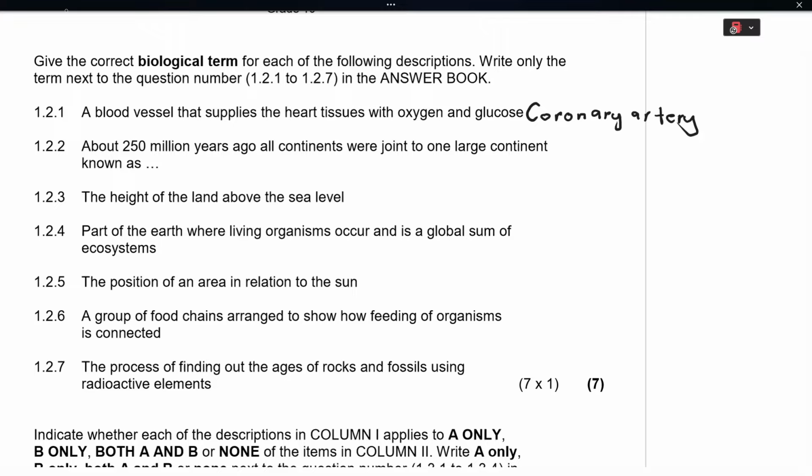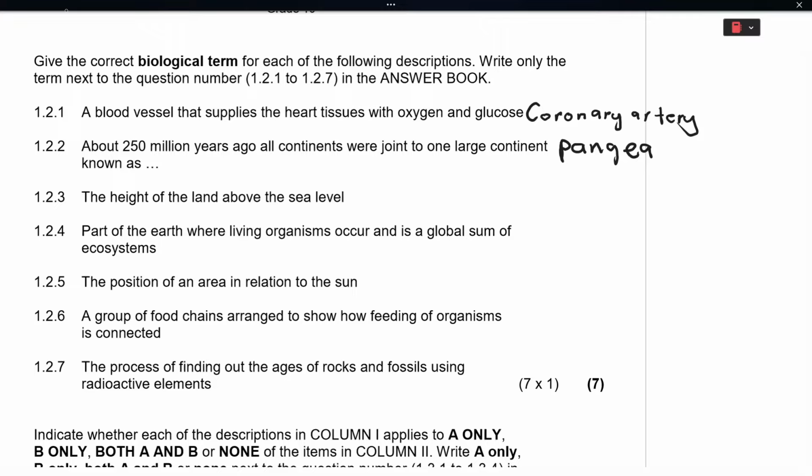1.2.2. It says that about 250 million years ago, all continents were joined to one large continent known as... So you know this continent, it was Pangaea. So let me write Pangaea. This one was also simple.